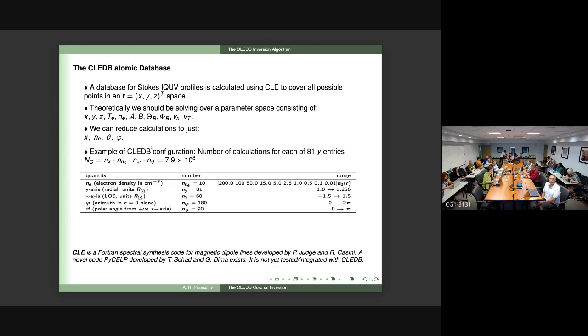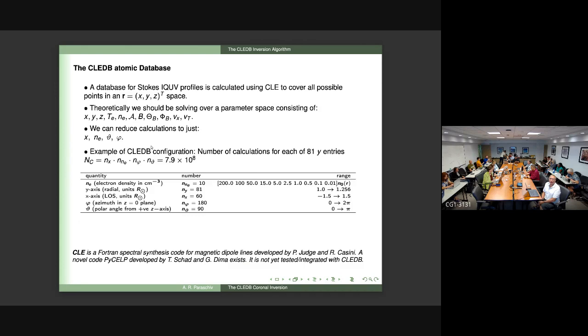Now, what does it do? So we need to look through a full 3D volume, right? We need to integrate for about 10 parameters, which are the positions, temperatures, densities, abundances, magnetic field strengths, magnetic orientations, thermal and non-thermal speed, and so on. So we need to be clever because this calculation is not scalable.